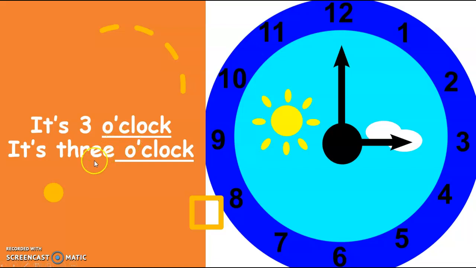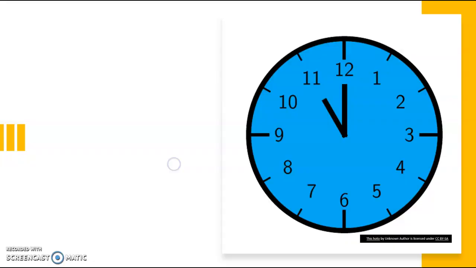When you write in English, 3 you write as T-H-R-E-E. 那当我们要写成英语的时候呢，3我们需要写成英语的 three. It's 3 o'clock. 3点钟。What time is it? It's 3 o'clock. Now, look at this clock. Can you tell me what time is it?